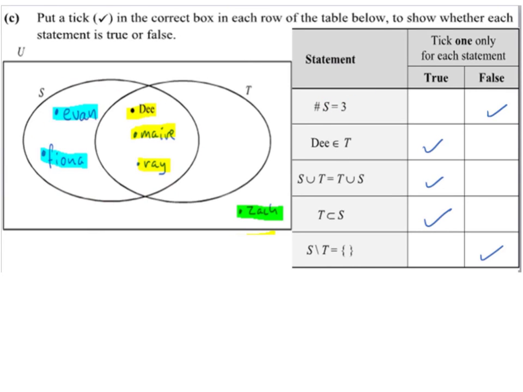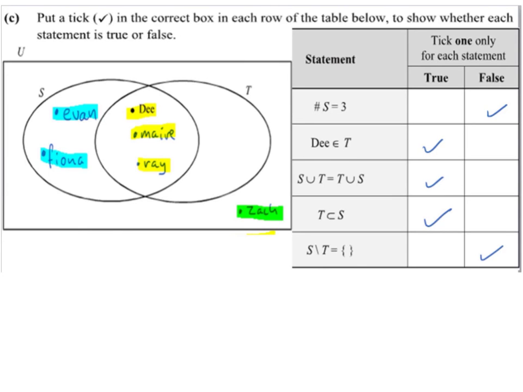This is set S, and we can see we've got 1, 2, 3, 4, 5 elements in set S, so that is false. Our next statement says D is an element of T. So is D inside of set T? So this is set T, and we can see that yes, D is inside set T, so D is an element of set T, so that's true.